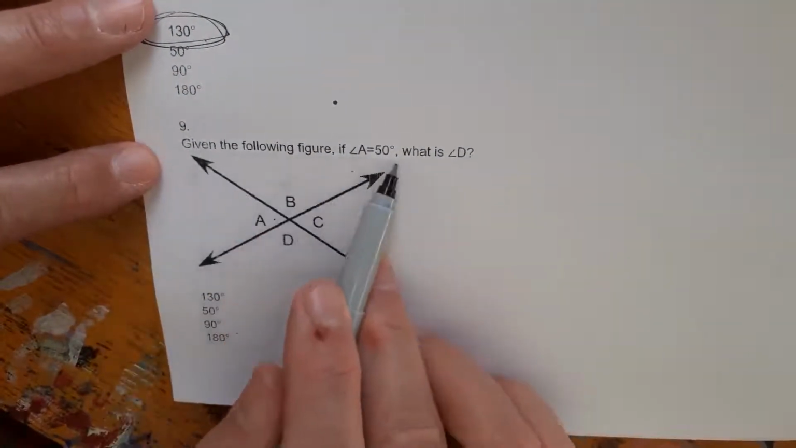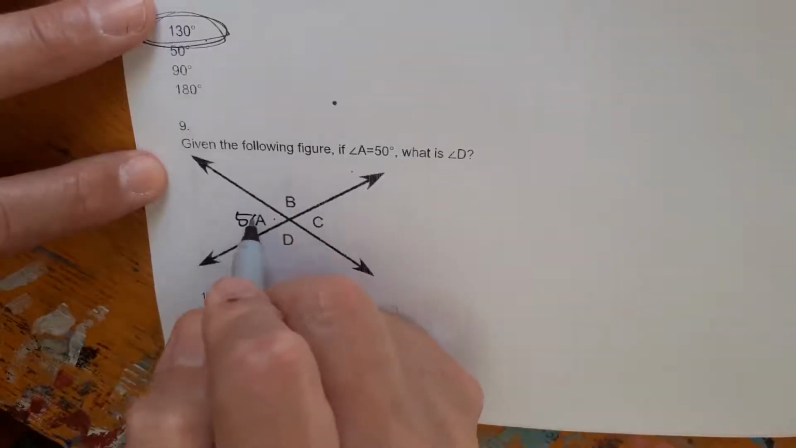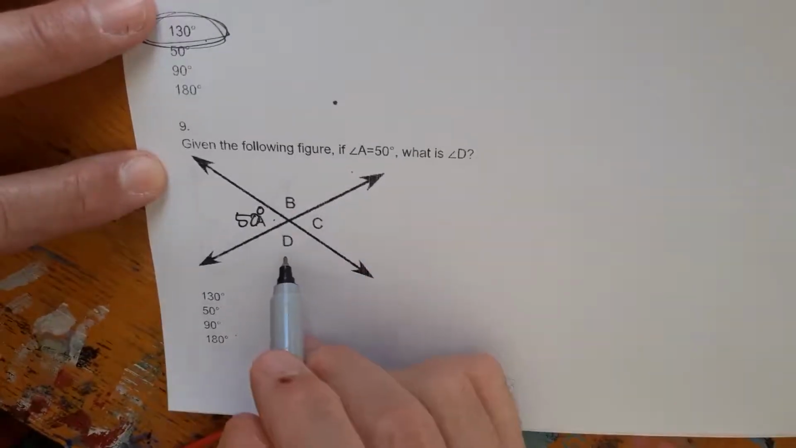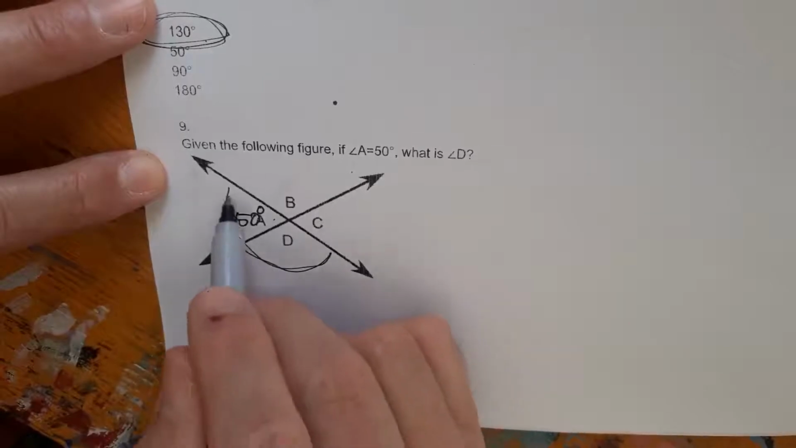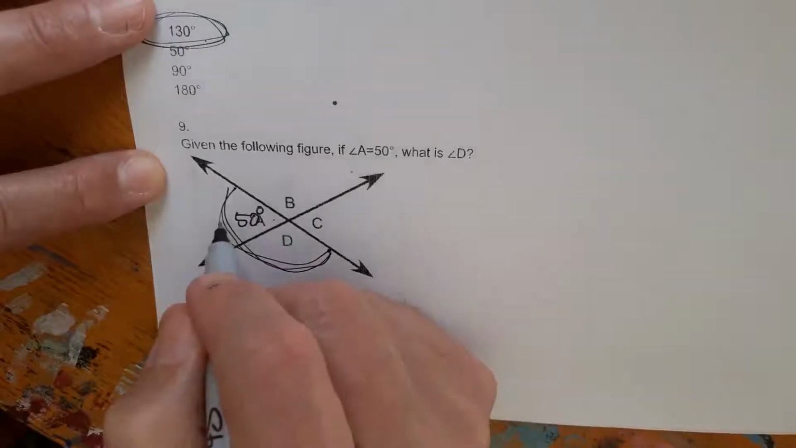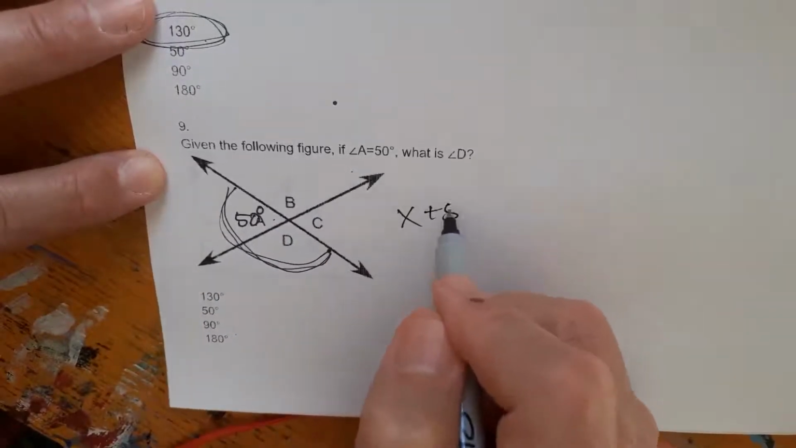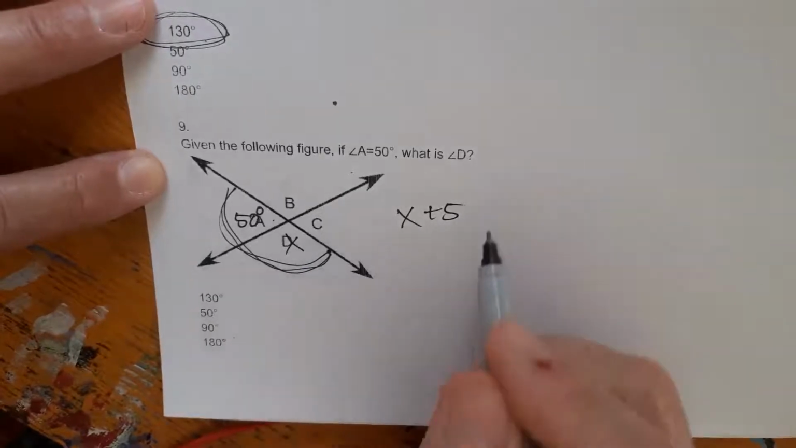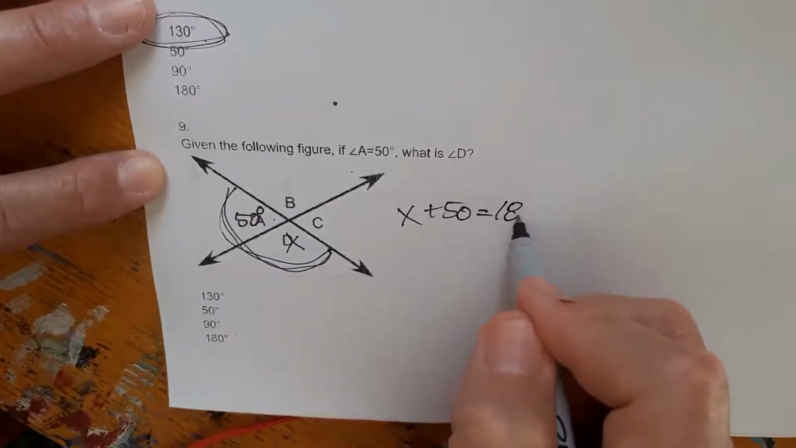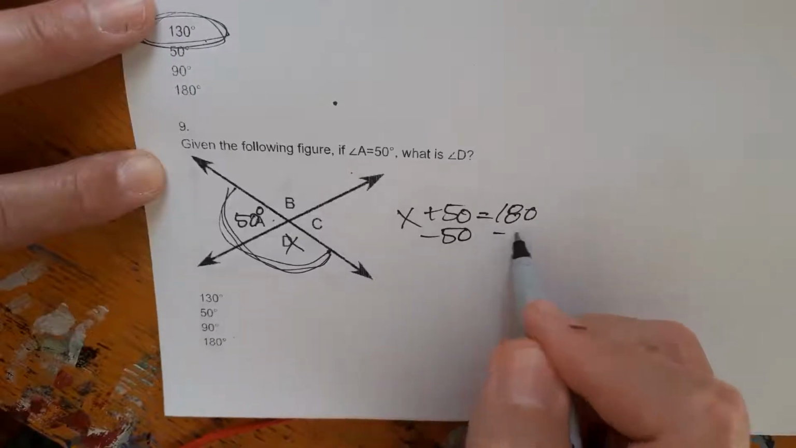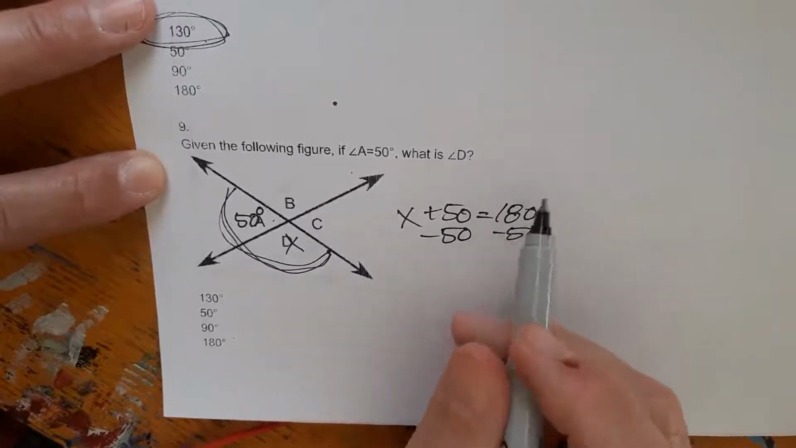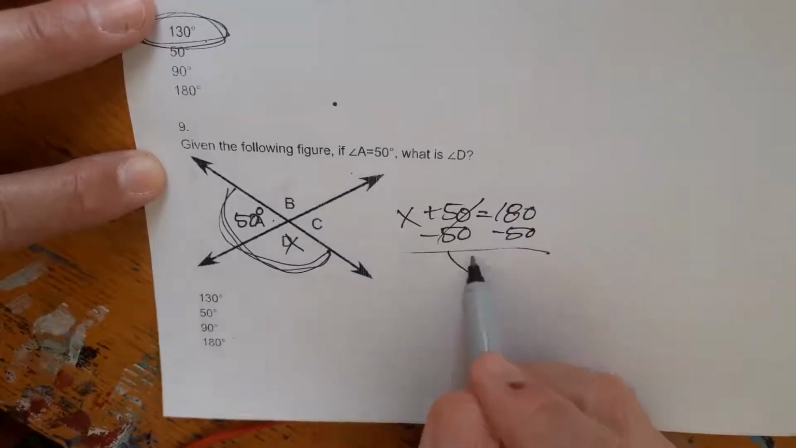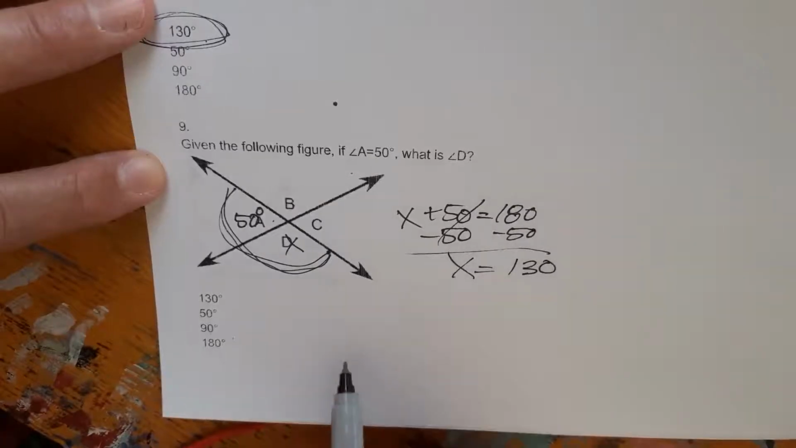Given the following figure, if angle A is 50, so this is 50 degrees here, what is angle D? So this again is supplementary, which means they sum to 180. This again is going to be x plus 50. Let's call this x here. We don't know what it is, going to equal 180. Same thing, minus 50 minus 50. Gone. X equals 130. All right.